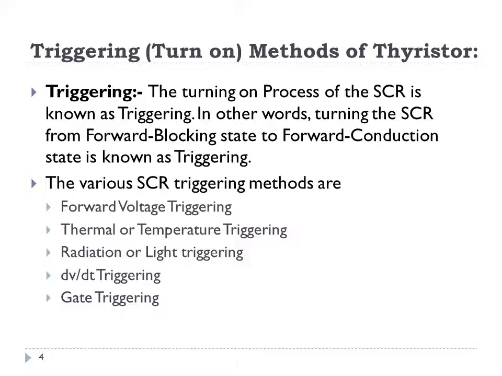Turning on methods of thyristor. We can also use the word triggering. Triggering means turning on. Turning on of the SCR, in other words, is turning the SCR from forward blocking state to forward conduction state, and this we call triggering. The various SCR triggering methods are forward voltage triggering, thermal or temperature triggering, radiation or light triggering, dV by dt triggering, and gate triggering. Let us see each one.